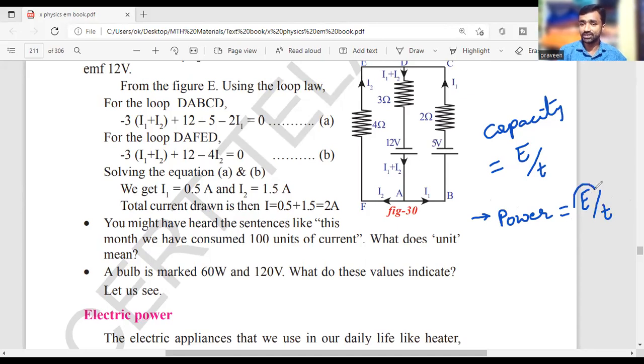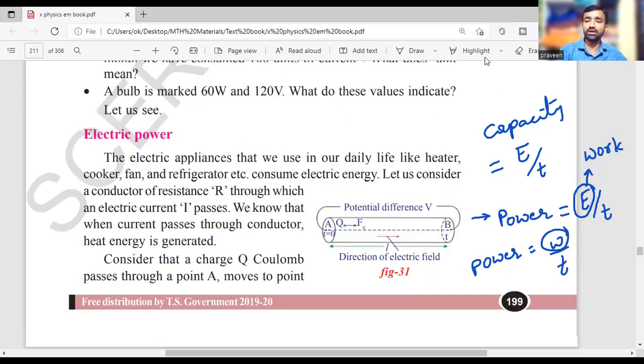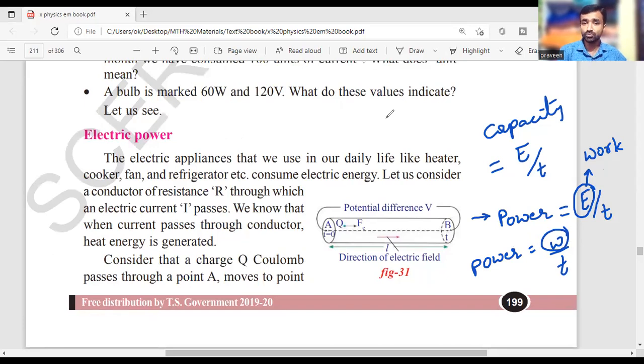So here energy is calculated in terms of work, right? The ability of doing work is called as energy, right? So now you can write the power formula is equal to W by T. So what is this actually, energy or work here? Energy or work. So that energy or work we are using for what purpose? Especially to move the charges from one end to the other end of the conductor.